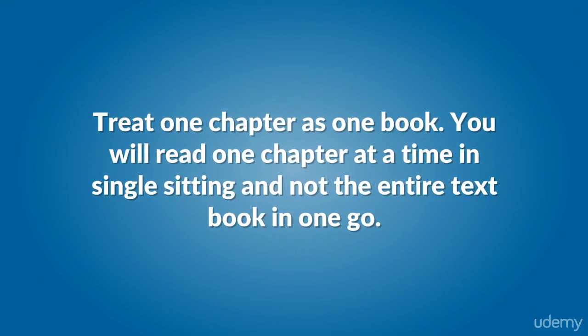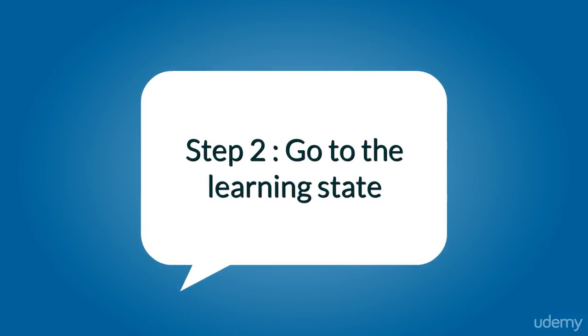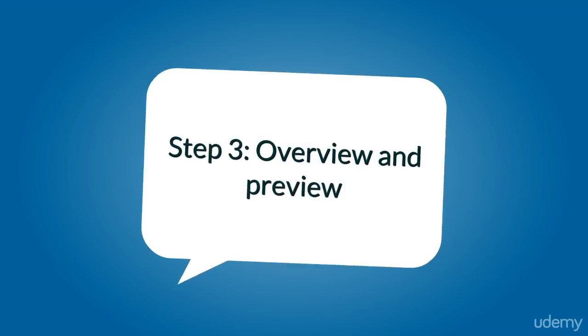You have to make a slight difference. In this step, treat one chapter as one book. You will read one chapter at a time in a single sitting and not the entire textbook in one go. Second step, enter into the alpha learning state. You must always enter into the alpha learning state before you read any textbook or technical material.